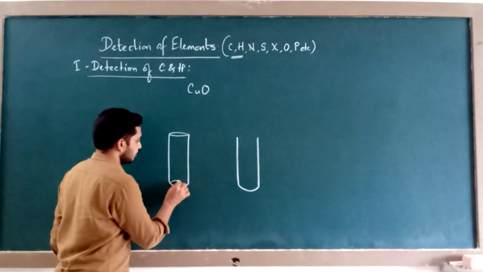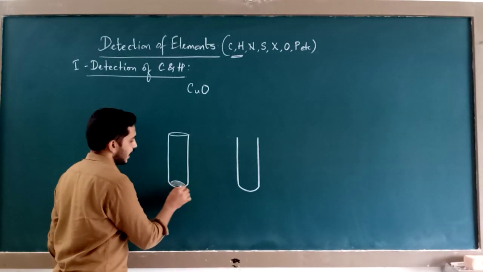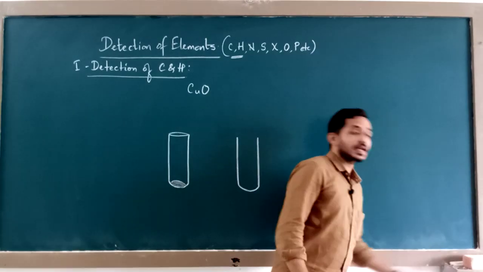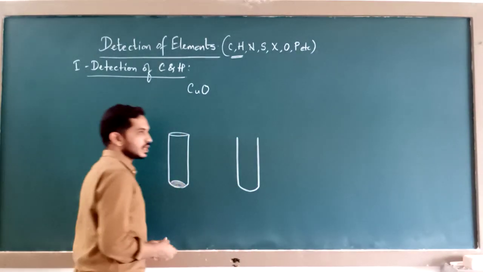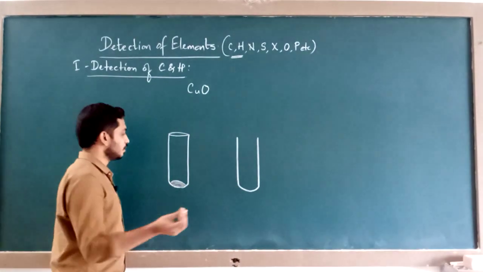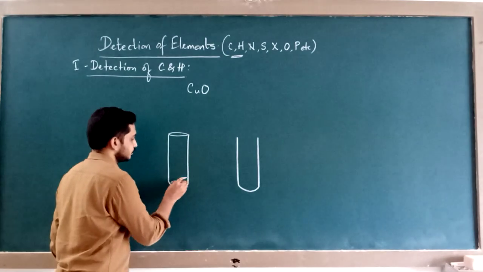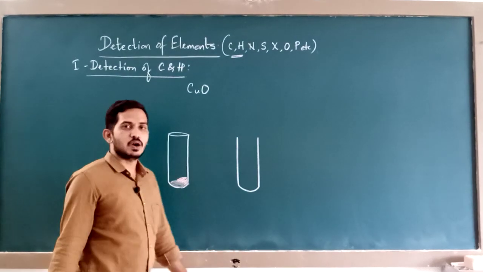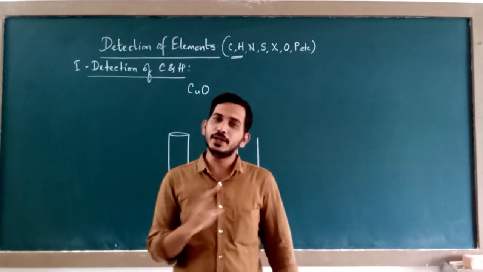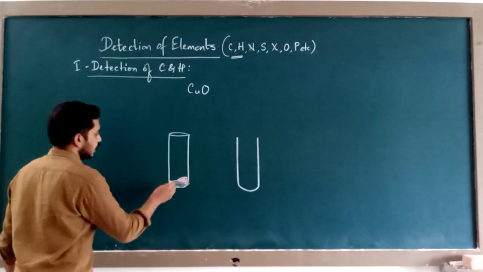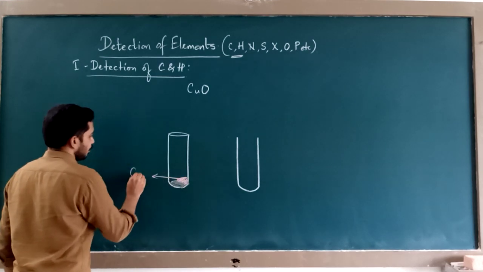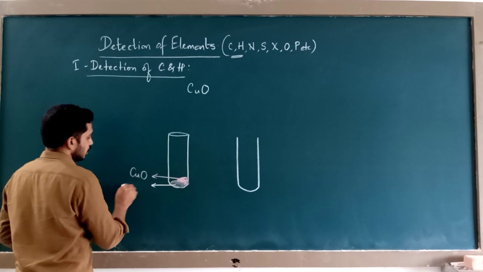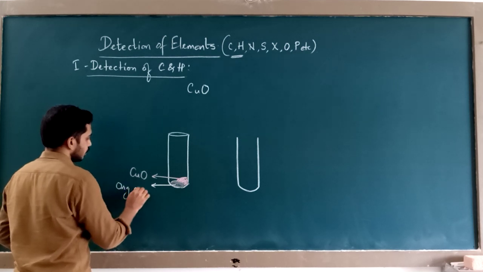Say this much of organic compound is given to you. You add the given organic compound. Now to this, you add a calculated amount of copper oxide. So what did you take in the hard glass test tube? One was copper oxide and the other was your organic compound.